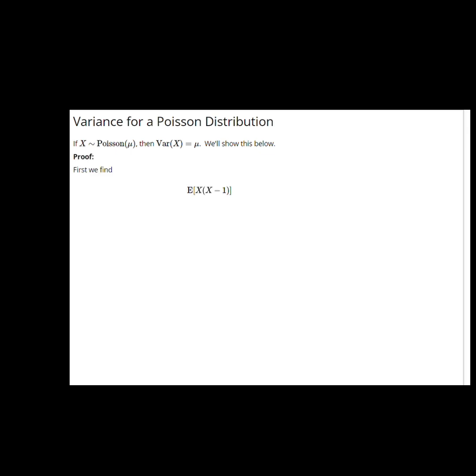We start by finding the expected value of x times x minus 1. That is, of course, the sum of the values x times x minus 1 times the probability function for the Poisson with parameter mu. And the first thing we do in this calculation is ignore the first two terms in that sum, the terms corresponding to x equals 0 and x equals 1, because in both of those cases, the value x times x minus 1 is 0. So we replace the sum from 0 to infinity by a sum from 2 to infinity.